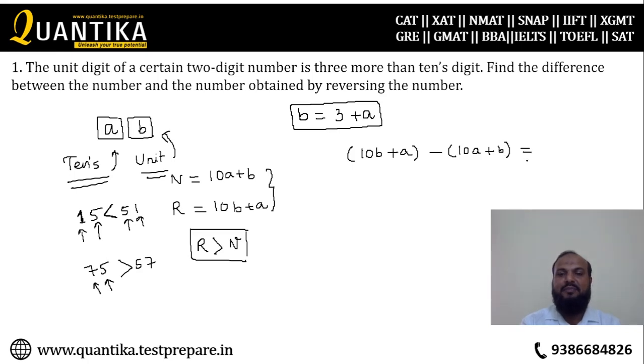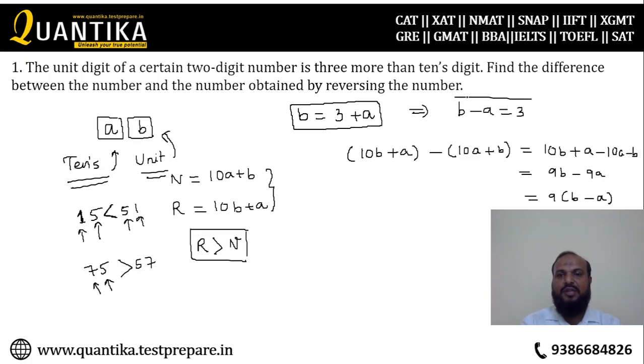That will be 10b plus a minus 10a minus b. So it will be 9b minus 9a, which is equal to 9 into b minus a. Now what is the value of b minus a? You can see b is equal to 3 plus a. So b minus a is equal to 3. When you put it here, you get 9 into 3, which is equal to 27.